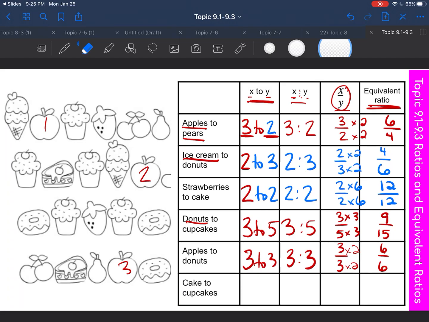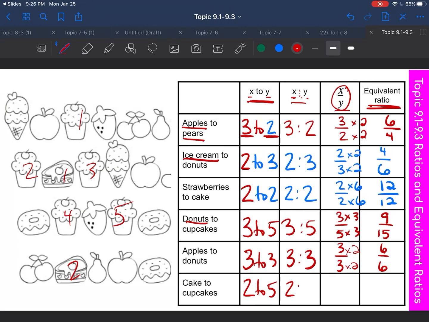Okay, and lastly, let's do cakes to cupcakes. So if I count the cakes, 1, 2. To cupcakes, 1, 2, 3, 4, 5. 2 to 5. Let's do times 10. Why not? Doesn't really matter. 20 to 50.